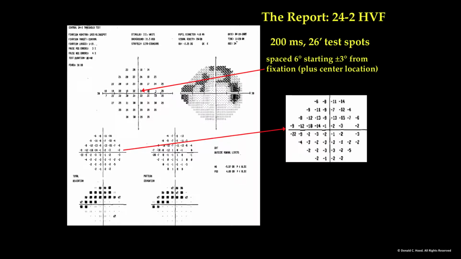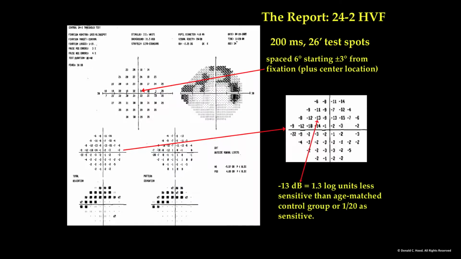These numbers here, which are called total deviations, are read in the following way. They're dB, meaning tenths of a log unit. A little confusing, but I will make it very simple. Minus 13 dB is really 1.3 log units less sensitive than the age-matched control group at this point. In other words, if you take the anti-log, this individual that had this minus 13 at this point needed 20 times more light, that is, was 1/20th as sensitive as age-matched controls.